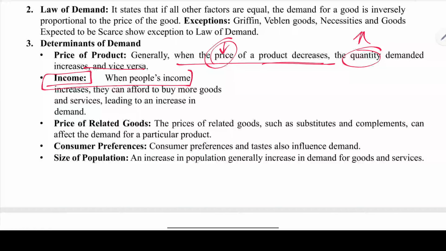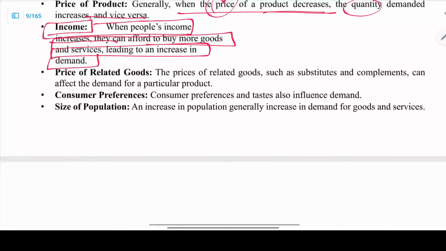Income: when people's income increases, they can afford to buy more goods and services, leading to an increase in the demand. When my income increases, my demand also increases. So income and demand move together: when the income increases, the demand increases.